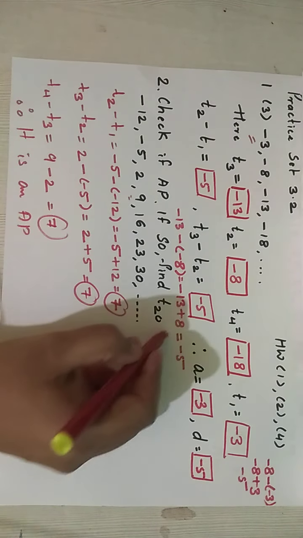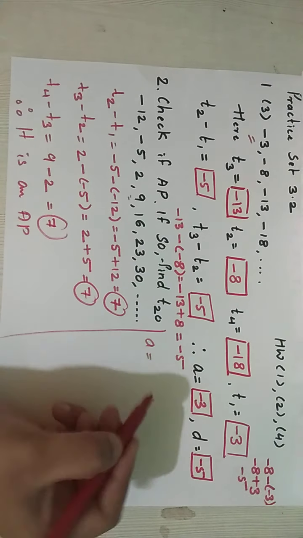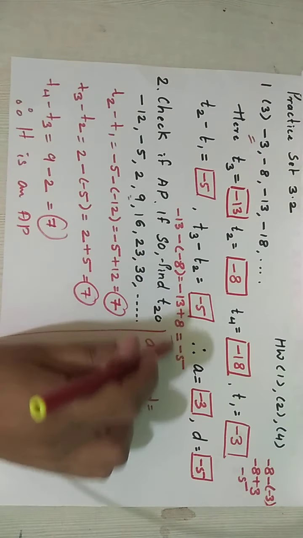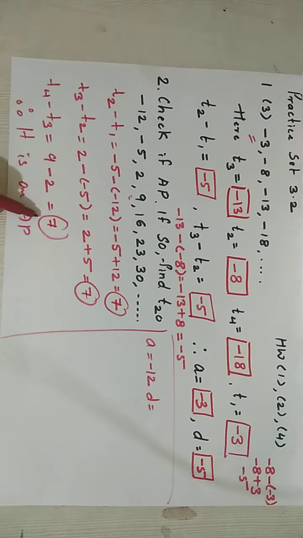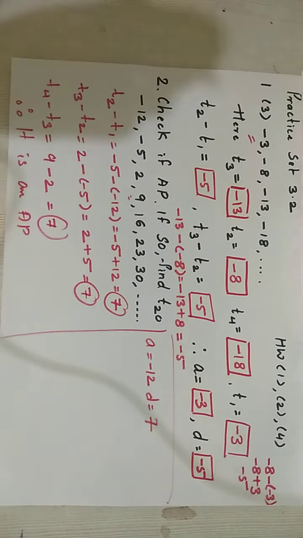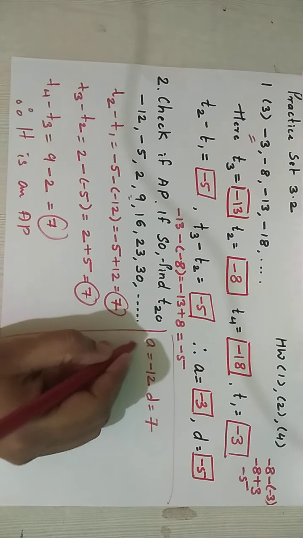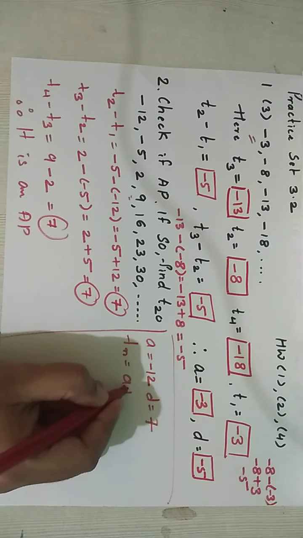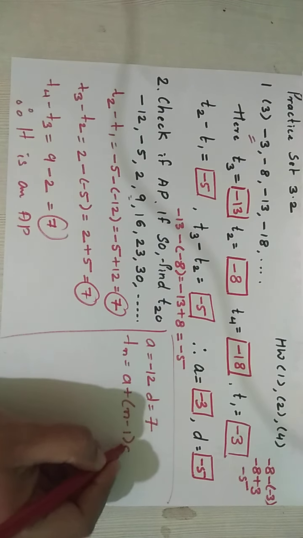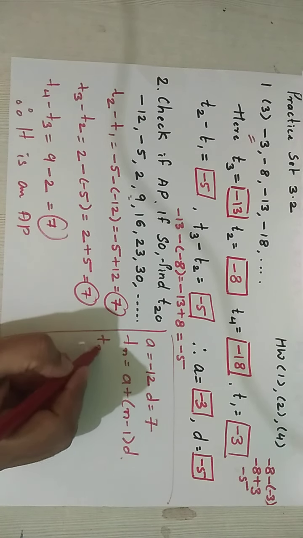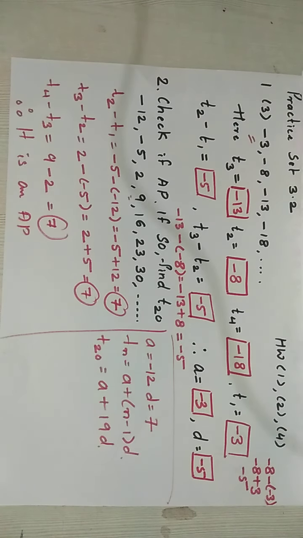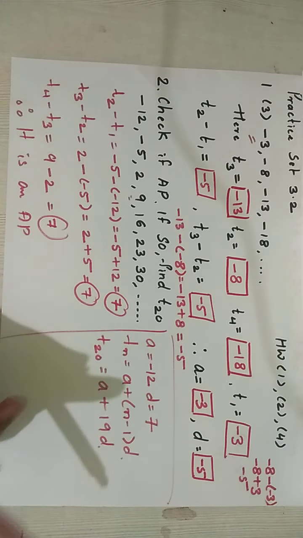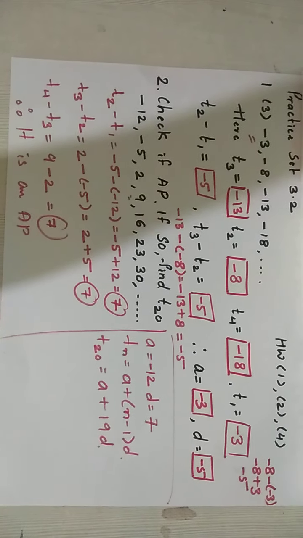And once you claim it's an AP, the next thing is you jot down what is A and write what is D. What is the first term over here? The first term over here is minus 12, and the common difference over here is 7. Now you have to find T20. So we will use the formula of Tn. Tn formula is A plus n minus 1 into D. So if you want T20, the formula will become A plus 19D. I've told you, if it's 20, you have to write one less number over here, 19D. A plus 19D.